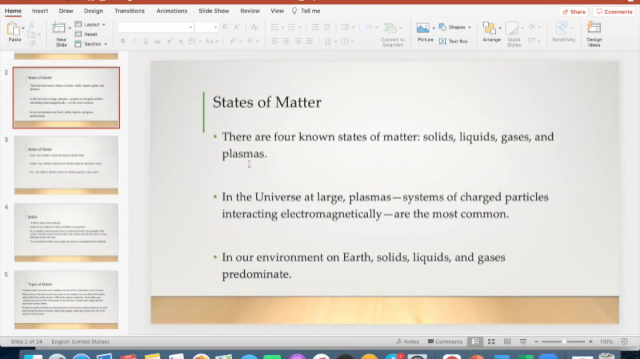Now, you will see some sort of plasma lights if you're near the poles, either the North or the South poles, where the aurora lights are usually seen. Okay, so in the universe at large, the plasmas, these are the system of charged particles interacting electromagnetically, all right? But in our environment on Earth, we mostly have liquid, solids, and gases.